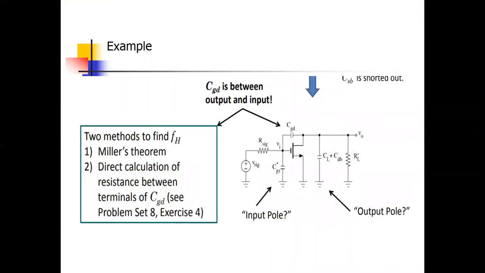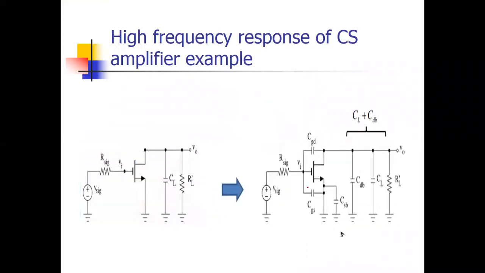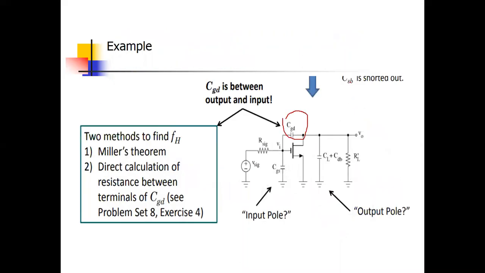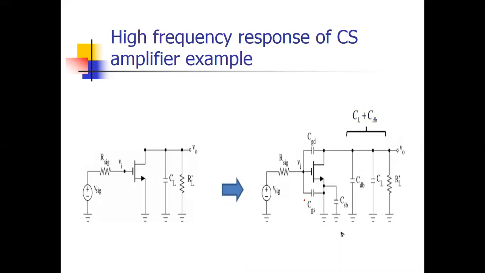Okay, so here, for this CGD, we will apply the Miller theorem. CGS here, and CL plus CDB here. Now CSB is connected ground to ground, so it is directly shorted. We are not considering CSB because the source is ground and the body is also ground, so there is no role for CSB. So we are disconnecting it.